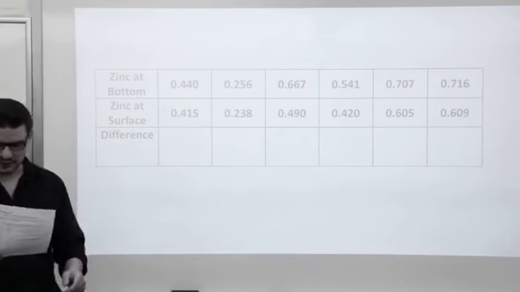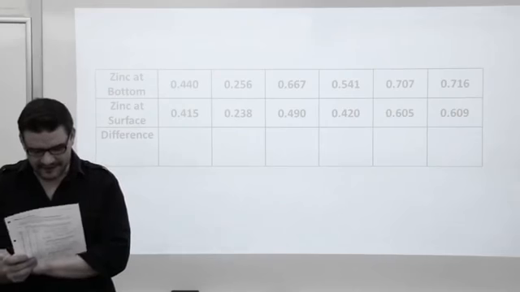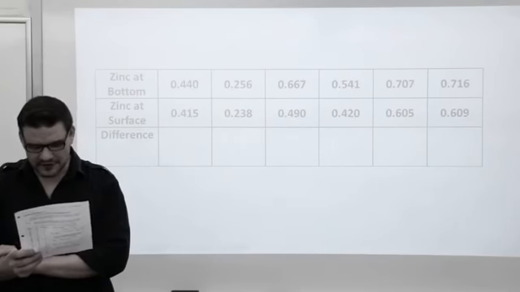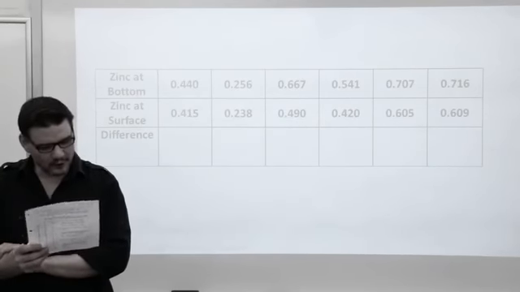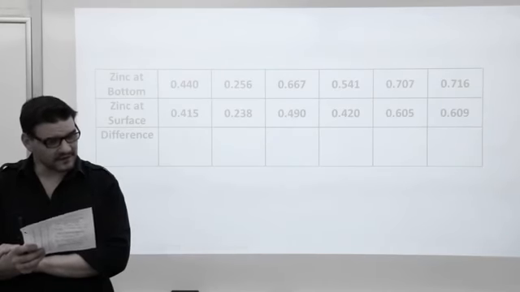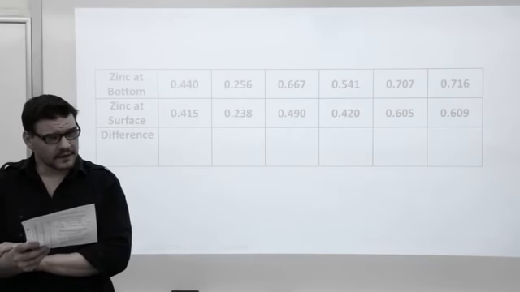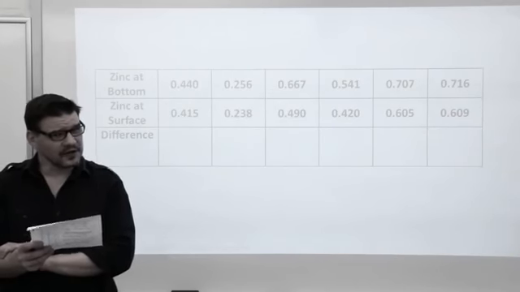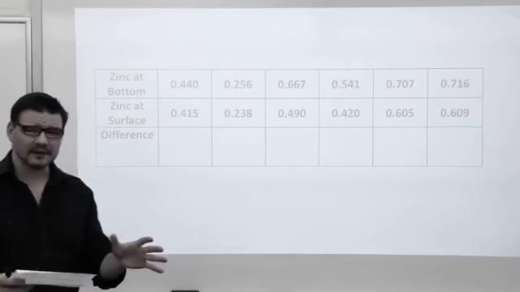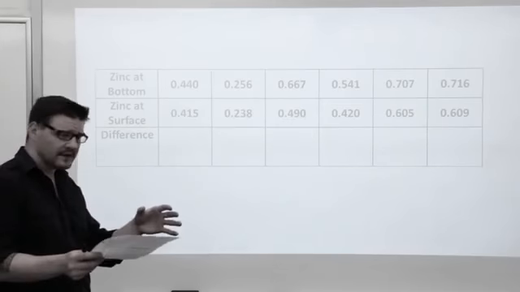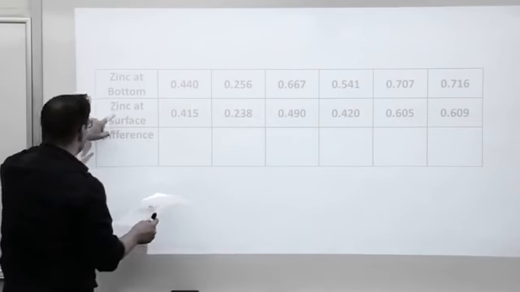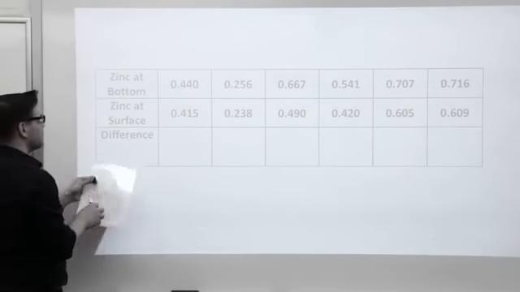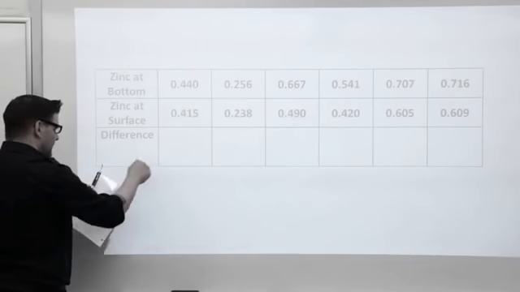Let's read this question one last time. Do we have evidence that the true average concentration in the bottom water exceeds that of the surface? So the bottom number should be bigger. At least that's what we're testing for. So we should subtract. We should take bottom minus surface, right? We should take bottom minus surface to get our measurements here.